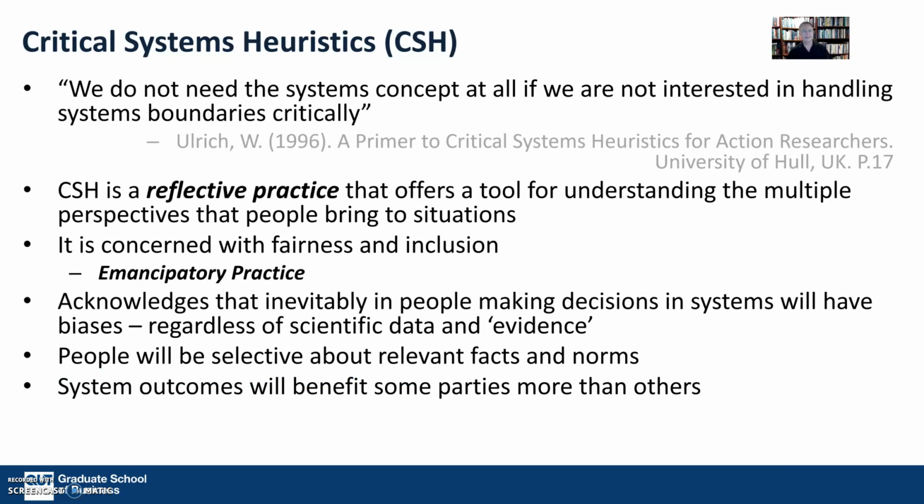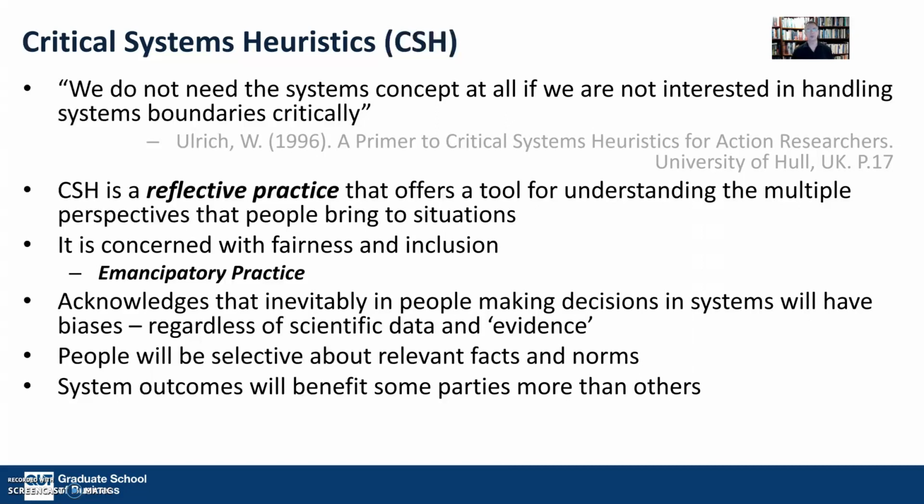Werner Ulrich says, to stress the issue of boundaries, that we do not even need the systems concept at all if we're not interested in handling system boundaries critically. Therefore, critical systems heuristics is a reflective practice that offers us a tool for understanding all of the various perspectives that people will bring to a situation.